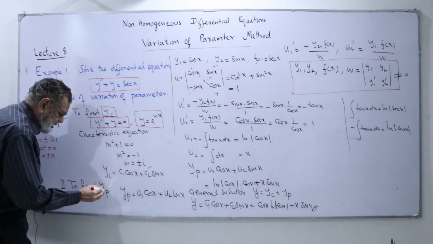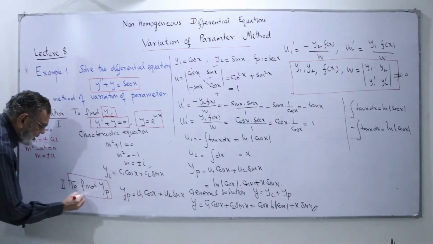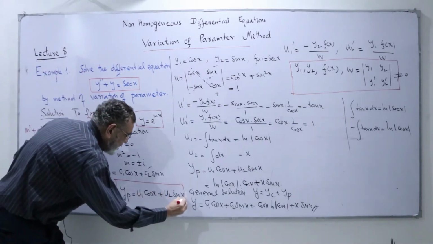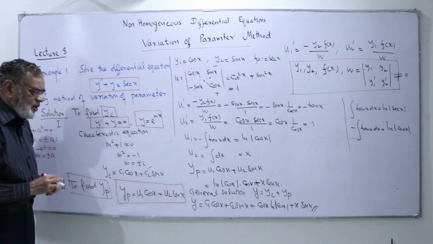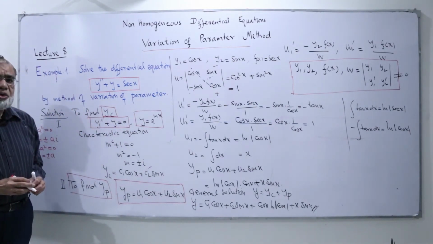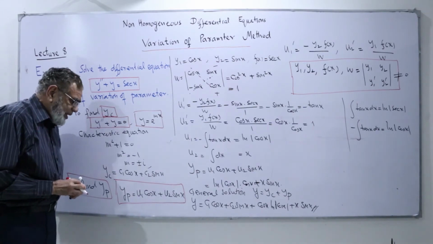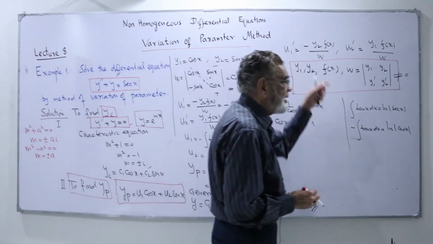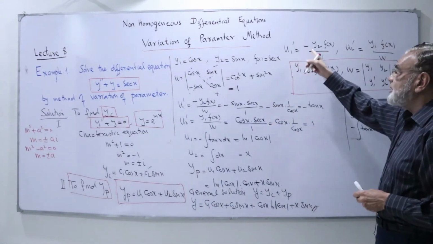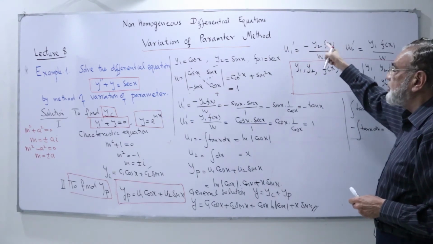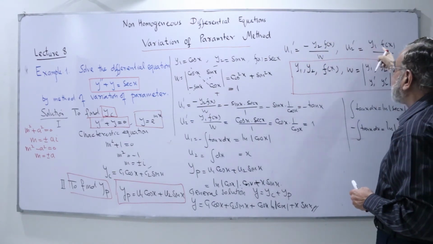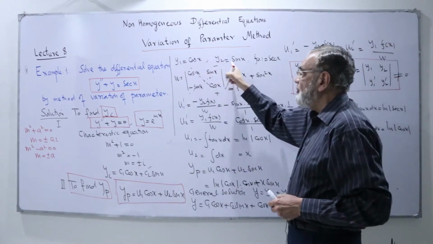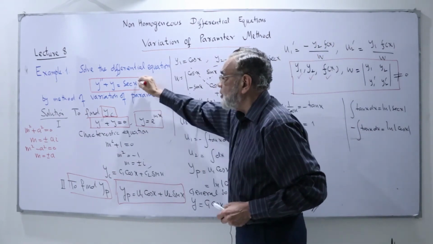Then we write the second part of our solution. To find yp, we use variation of parameters. For this method, we write yp as u1 cosine x plus u2 sine x. We have to find the values of u1 and u2. For that, we have already derived the formula that u1 dash is equal to minus y2 f of x over W, where W is the value of the determinant, and u2 dash is y1 f of x over W. We need y1, y2 and f of x. We have y1, we have y2, and this is my f of x.